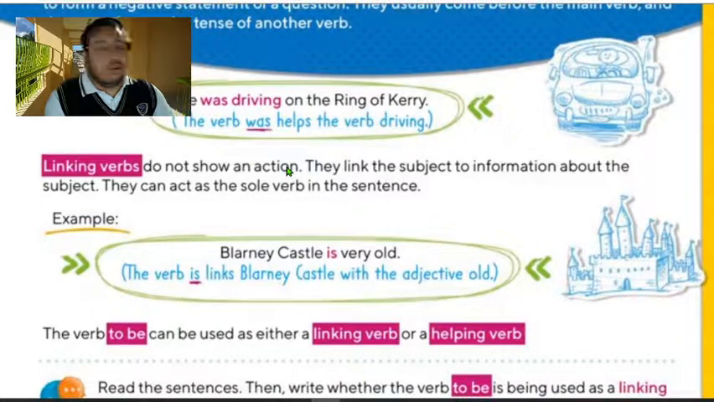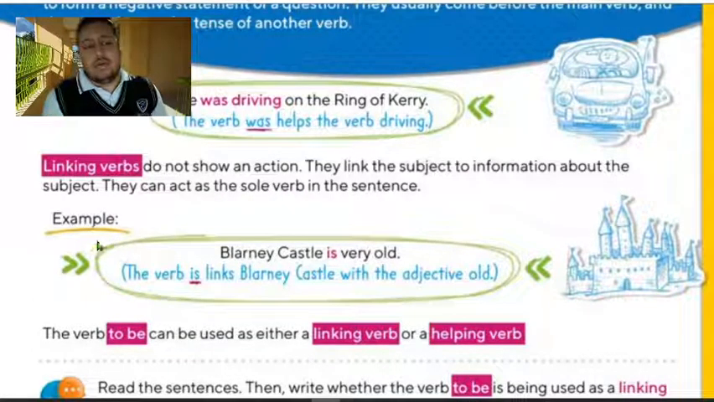Do not show any action. They don't show actions. They link the subject to information about the subject. Entonces ellos solamente unen la información con el sujeto de la oración. They can act as the sole verb in the sentence, y los podemos considerar como el verbo de la oración.